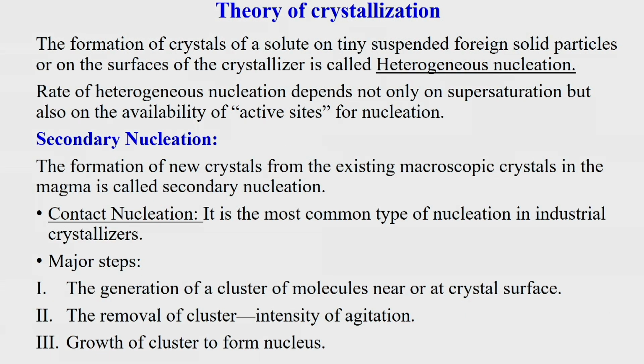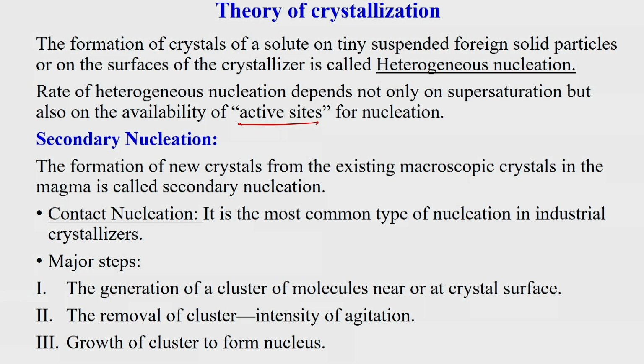Okay. So, the formation of the crystals of a solute in tiny suspended foreign solid particles or on the surface of the crystallizer is called heterogeneous nucleation, and the rate of this heterogeneous crystallization depends not only on the supersaturation, but also on the availability of the active sites. So, how many active sites are present for the nucleation also controls the heterogeneous nucleation.